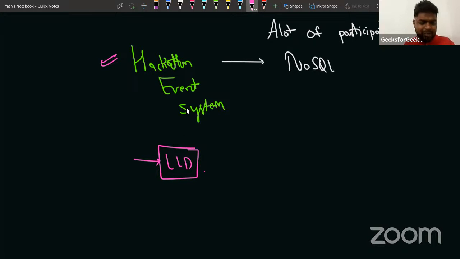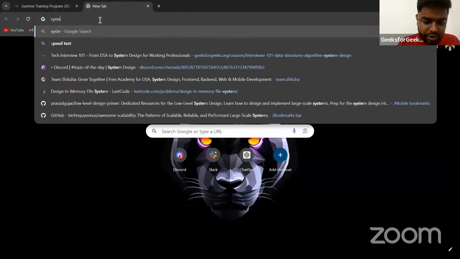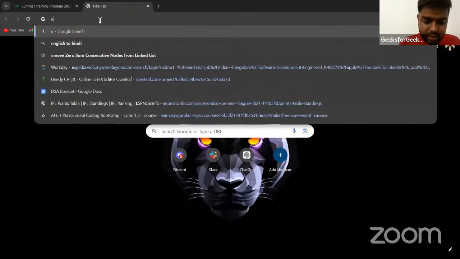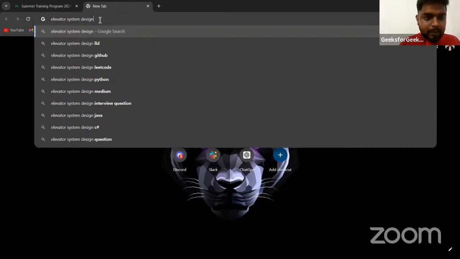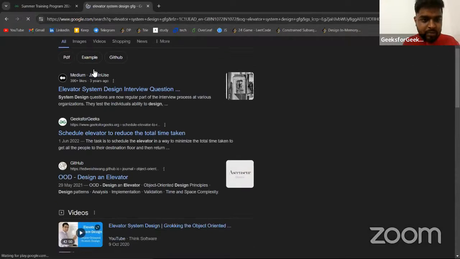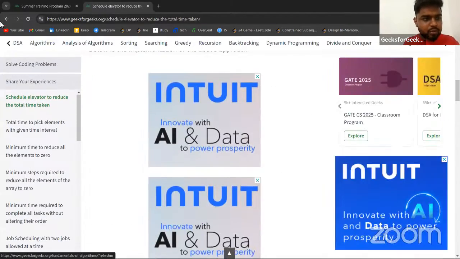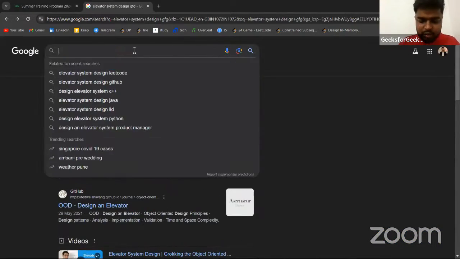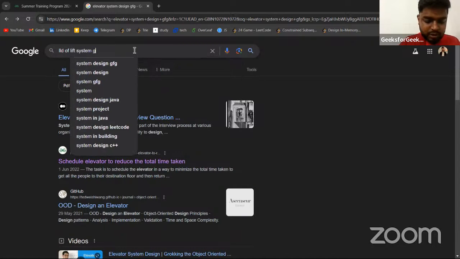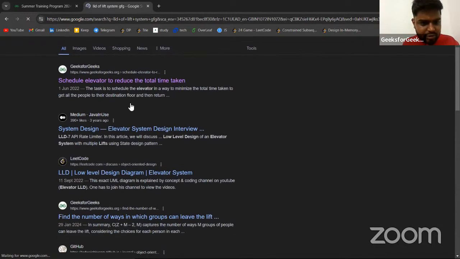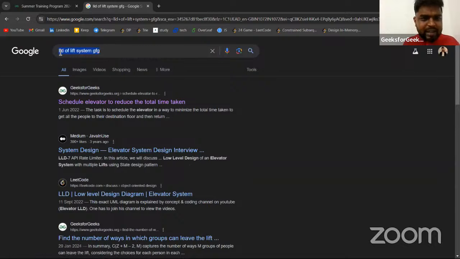You can also do one thing. If you want to explore free resources of GFG, then you can just search system design. Let's say you can search elevator system design GFG. I'll show you, let's say low level design of lift system, GFG. There can be many things, like scheduling and number of ways. So yeah, designing an elevator is one question.